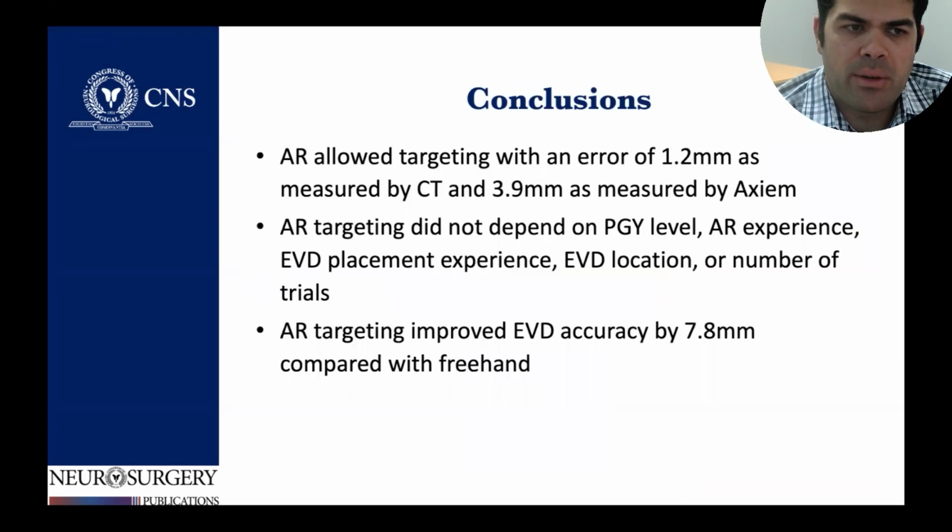In conclusion, we found that augmented reality had an error of about 1.2 millimeters when measured by CT scan and 3.9 millimeters when measured by Axiom. The accuracy did not depend on PGY level, augmented reality experience, EVD placement experience, location, or number of trials. And we showed that when compared to traditional anatomical Kocher's point targeting, augmented reality improved accuracy by about 7.8 millimeters.